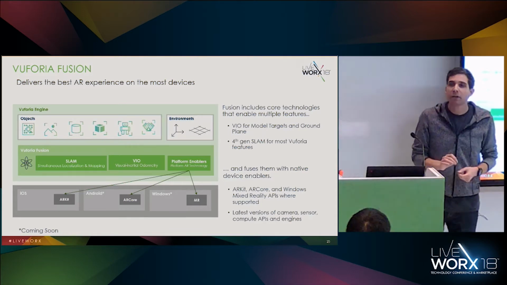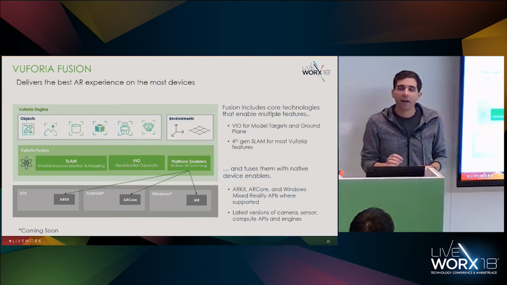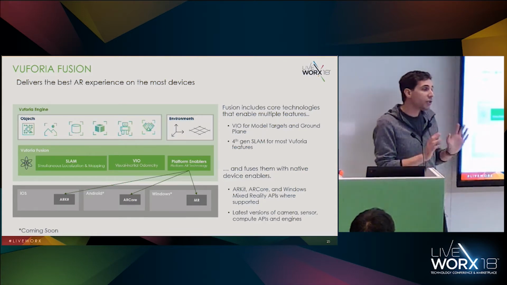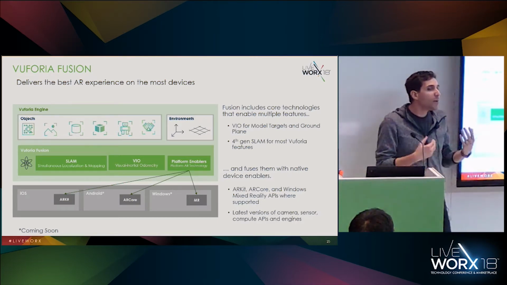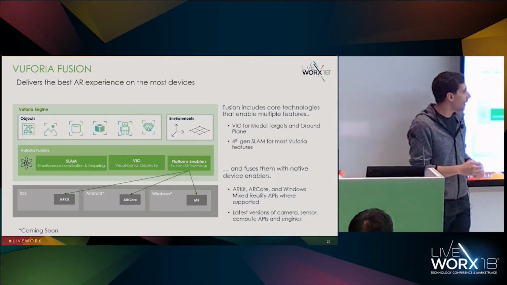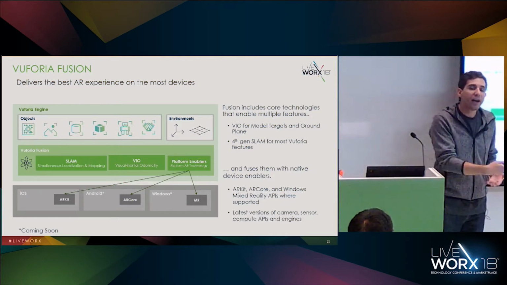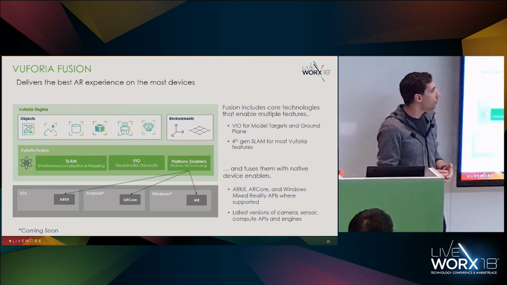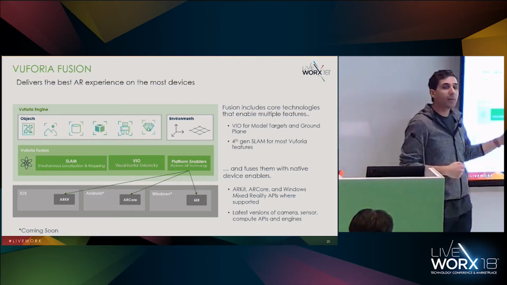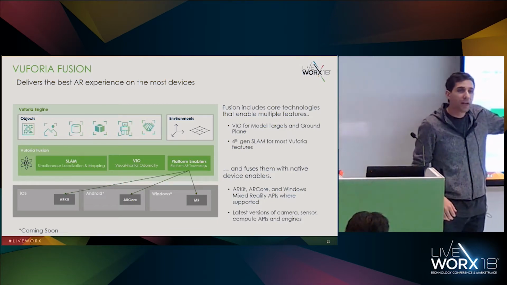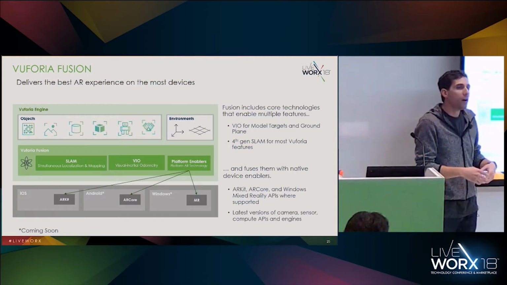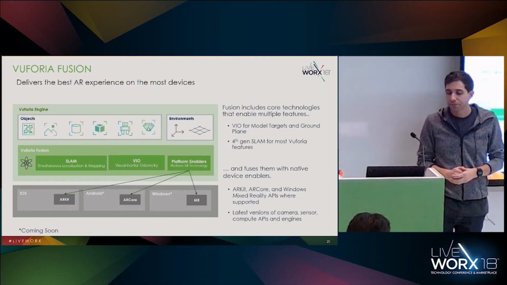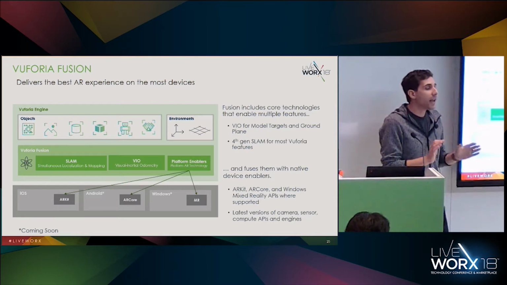That same application being downloaded on an iPhone 6, which does not support ARKit, won't crash. It's not going to be disabled. It's going to continue working. But we'll automatically leverage our own visual inertial odometry system. We'll use our own VIO system, and that will allow you to have the same experience on a broader range of devices.